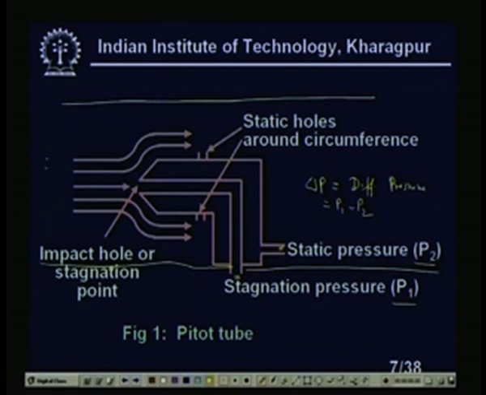And if I know the cross-sectional area of the tube where the pitot tube is installed, I can measure the volume flow rate. Or if this entire pitot tube is installed on a moving body like an aircraft, obviously I can measure the aircraft velocity, or the velocity of any vehicle.